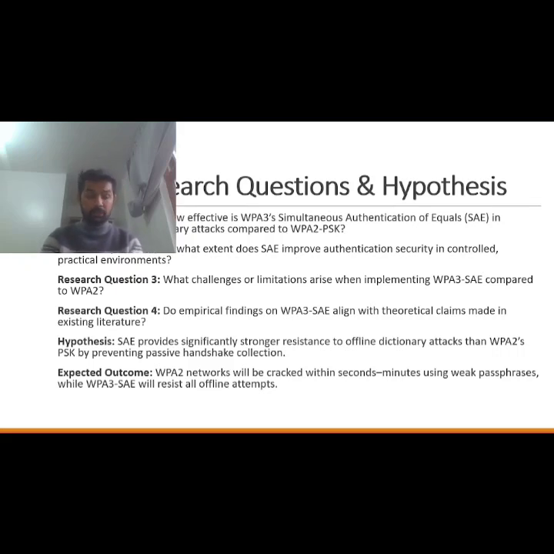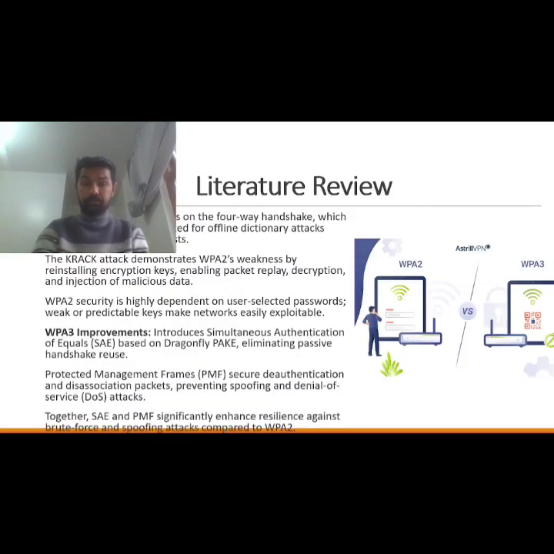Our hypothesis is that SAE is much stronger than the PSK used in WPA2 because it stops offline dictionary attacks. Our expected outcome is that a WPA3 network will resist all offline dictionary attacks, even with a weak password.